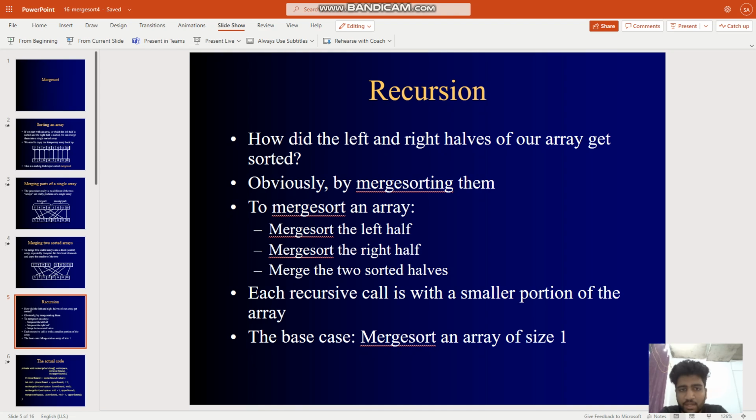So, what is recursion? How did the left and right halves of our array get sorted? Obviously, by merge sorting them. To merge sort an array, merge sort the left half, then merge sort the right half, then merge the two sorted halves. Each recursive call is with a smaller portion of the array. The base case is merge sort of an array of size 1.